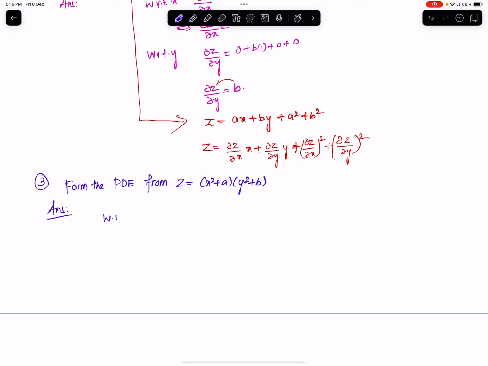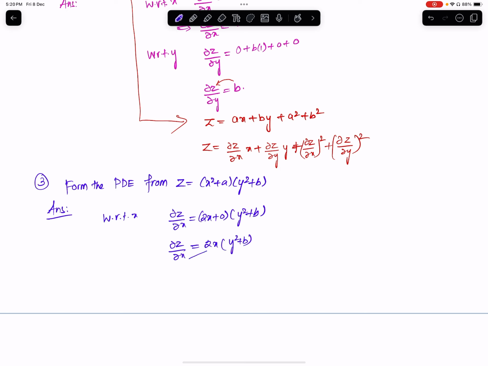So, like the previous question, you have to differentiate with respect to x and differentiate with respect to y and find the equivalence of the arbitrary constants a and b. So dou z by dou x is equal to, differentiate here, both are in multiplication, so you cannot make the other variable as 0. Just differentiate the x part. It is 2x plus 0 and y square plus b. They are in multiplication, don't forget. So dou z by dou x is equal to 2x times y square plus b.